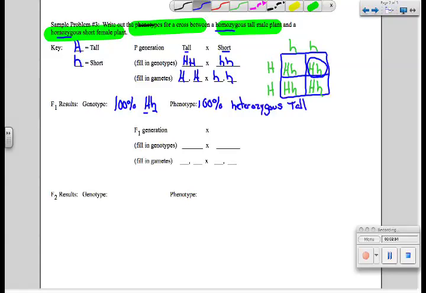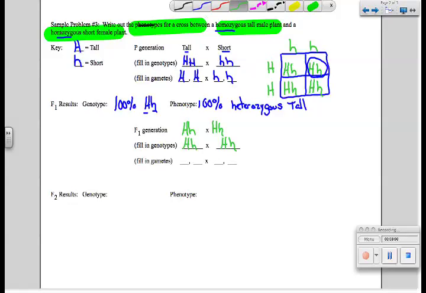Can we take it a step further? Now I want to cross the F1s with each other. Well, my F1s that I just decided upon are capital H, lowercase h. Crossing them together means that I'm going to cross 2 of the offspring. Okay? These are my genotypes. Capital H, lowercase h, capital H, lowercase h.